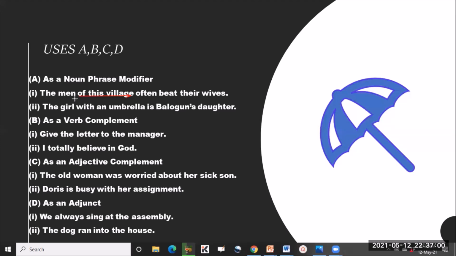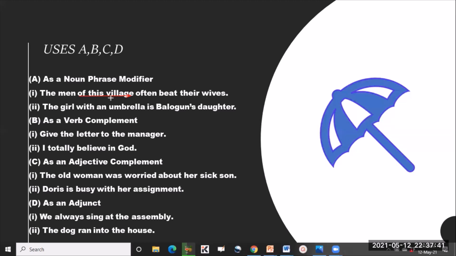It identifies which type of thing or person or people you are talking about. So when you say the man and you put a full stop, somebody will ask you, which man are you talking about? And so of this village answers that question, which man? The men we are talking about are the men of this village. All right? They are not men from the moon. And when you say from the moon, that's another prepositional phrase functioning as an adjective phrase.